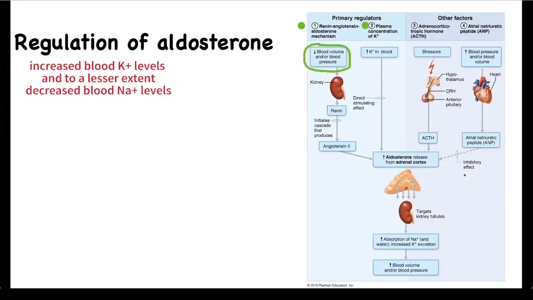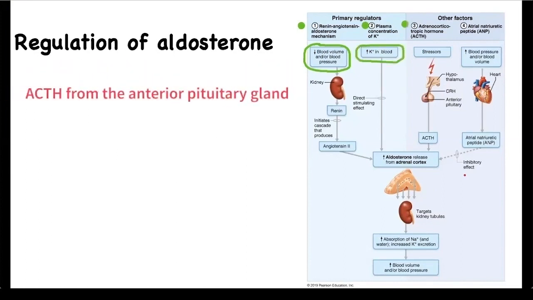A second primary regulator, as mentioned before, is the levels of potassium in your blood. As the levels of potassium increase in your blood, this will stimulate the adrenal cortex to release aldosterone. A third factor will be the levels of ACTH. Stress stimulates the release of CRH from the hypothalamus, which in turn will stimulate the release of ACTH from the anterior pituitary. This will go to the adrenal cortex to cause the release of aldosterone.